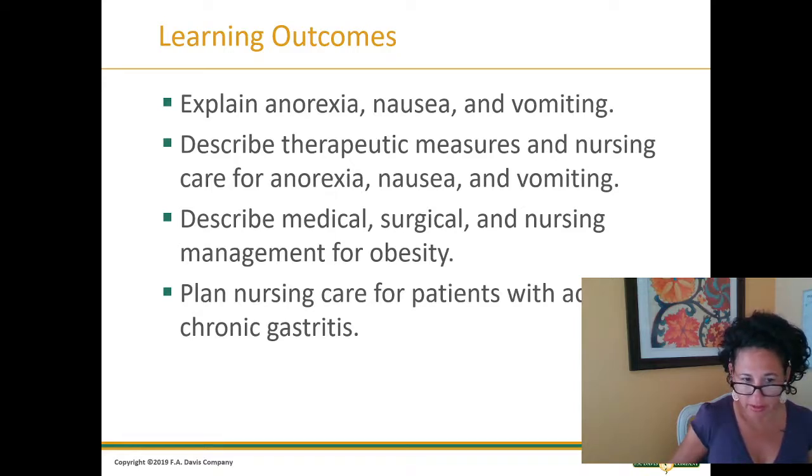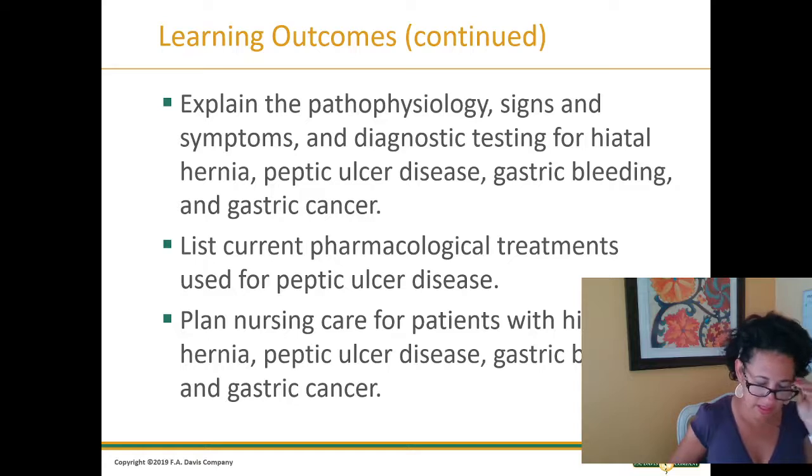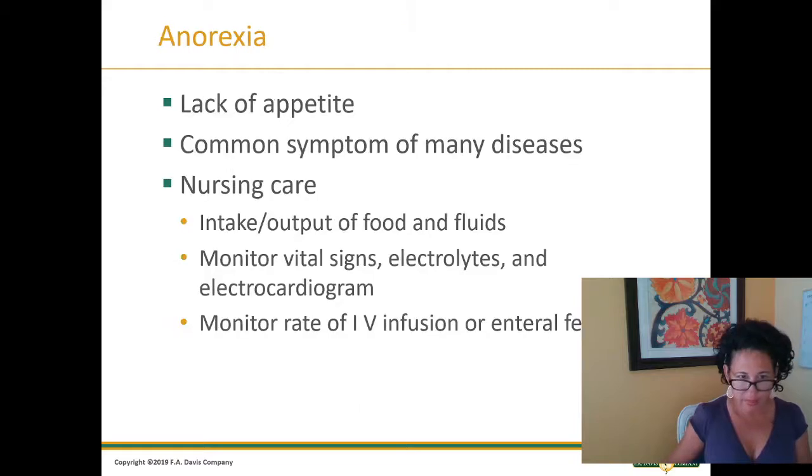Nursing care for a patient with acute or chronic gastritis. Okay, that's pretty common, the gastritis, so we want to make sure that we look into that. List current pharmacological treatment for peptic ulcers. Okay, pathophysiology, lack of appetite, common symptoms. So with many diseases, we want to monitor their input and output, their vital signs, electrolytes. You guys know all this stuff.